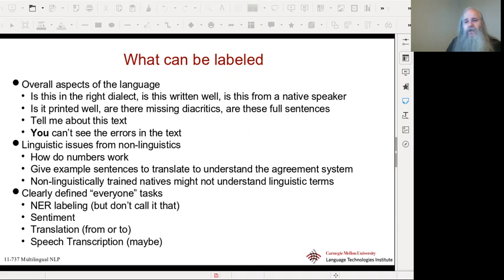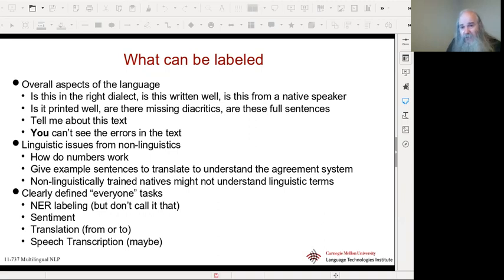Okay, you have to remember that you, as a non-native speaker, cannot see those errors in the text. It's sort of beyond your capability, and that's why you want to ask a native speaker about it. And just having a short discussion with them can actually help you sort out your data a lot better. Remember, when you're talking about linguistic issues with non-linguists, they won't understand what it is.